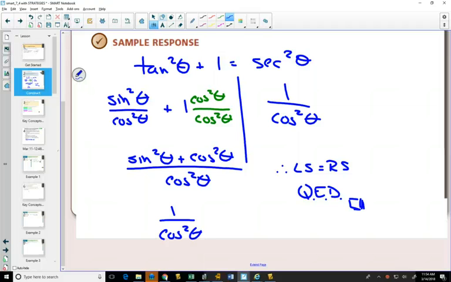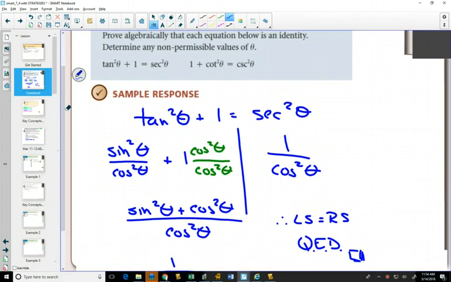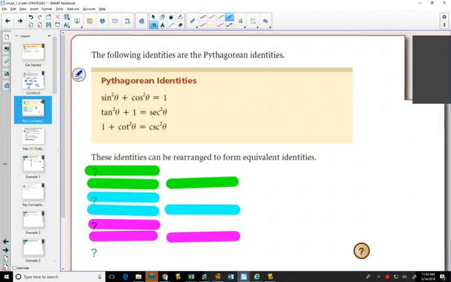So similarly, you could prove the other one, but you'll never be asked to prove these ones because they're on your formula sheet, and from this point forward, you can just use them like a known fact. We now know that tan squared theta plus 1 is secant squared theta, and we can use that whenever we want in any proof. And these are called our Pythagorean identities.